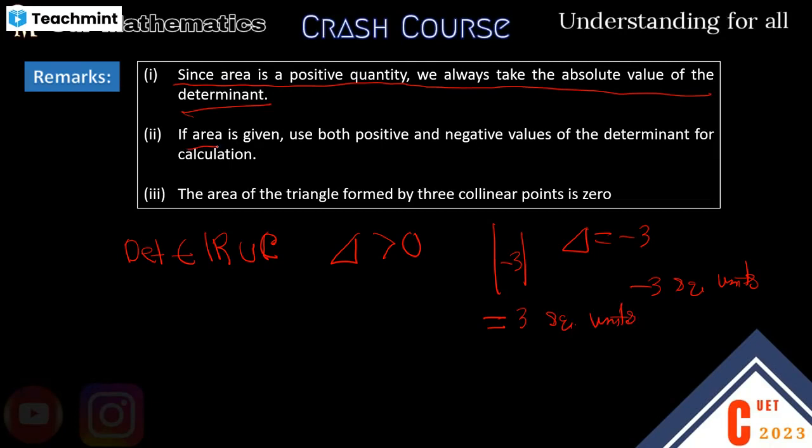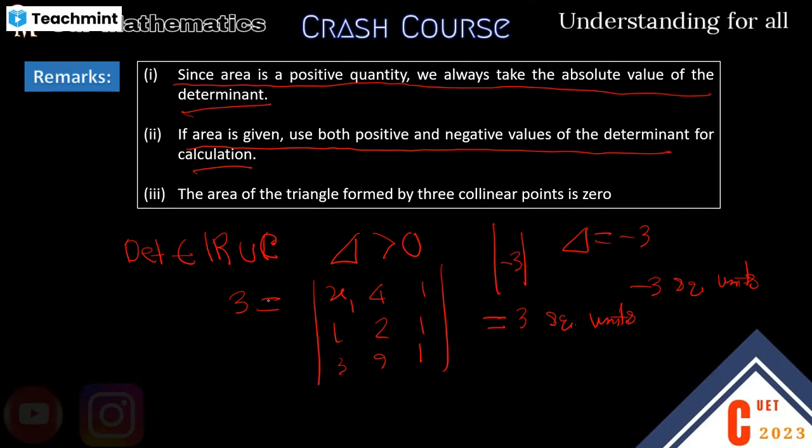If area is given, use both positive and negative values of the determinant for calculation. If the area is given as something, say 3, and we have to find a point, for example (x, 4), (1, 2), (3, 9), with the column 1 1 1, we have to find the value of x.